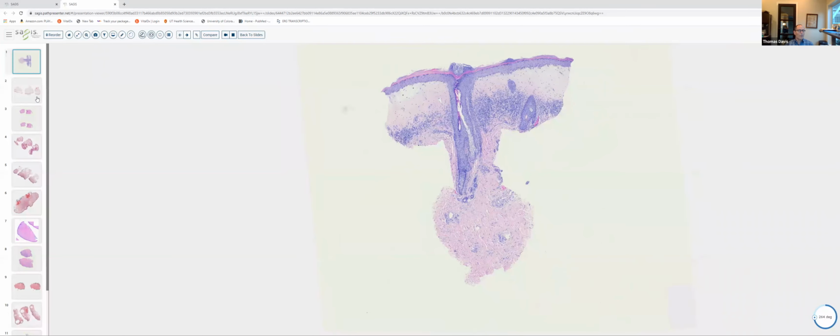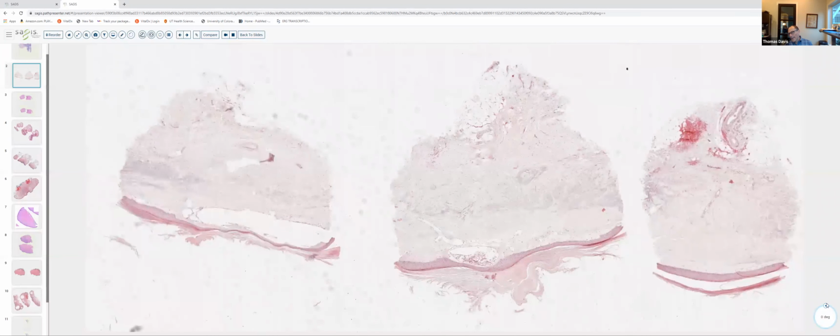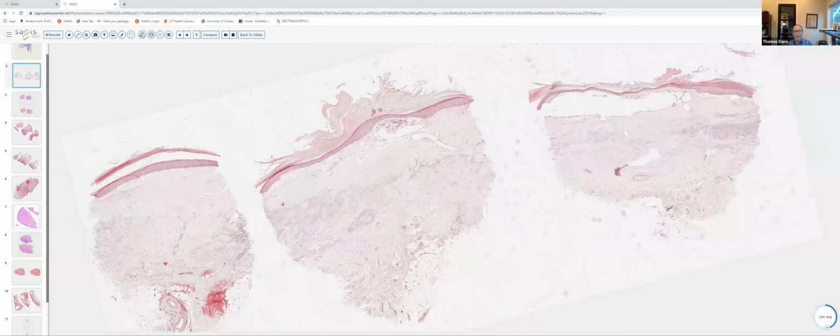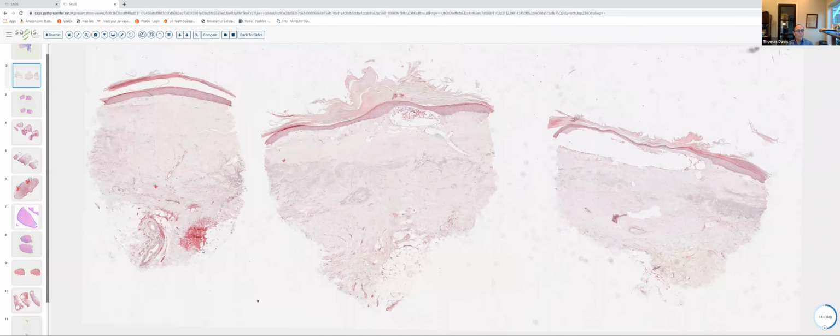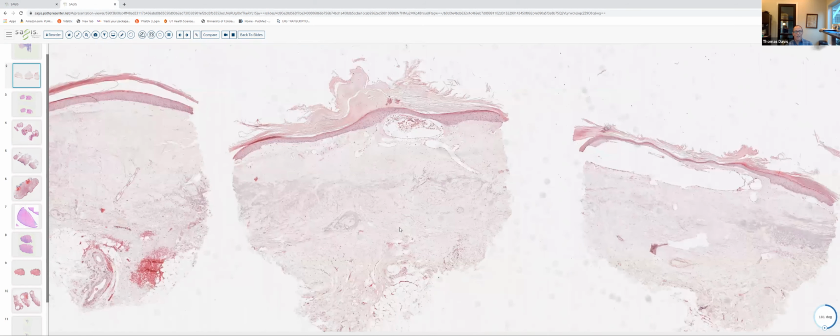So lichen sclerosis. Now, the next slide that we're going to look at is one of the key items in the differential of lichen sclerosis. Let me go ahead and flip the slide. And here we have a trisected punch biopsy.